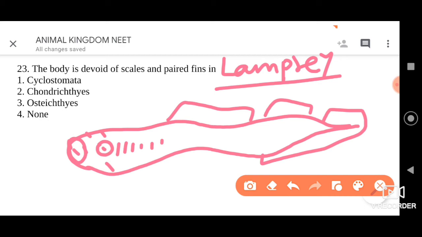And they don't have jaws. Here jaws are completely absent, and as you can see in the diagram which I have represented here on the screen, their body is also devoid of scales. Scales are absent. Even, as you can see, there are no paired fins here. Paired fins are also absent, but they have unpaired fins.